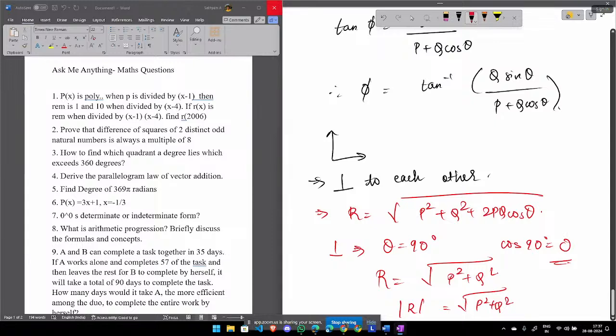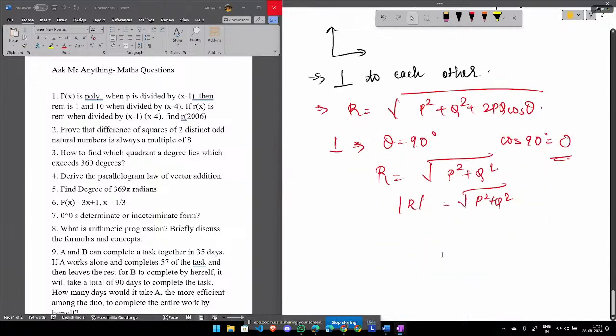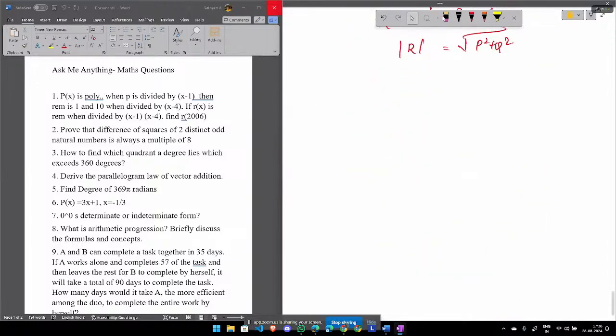Okay. Is everything clear till this point? I hope so. It's clear for everyone. We discussed all the points: how to derive the parallelogram law for vector addition, and what would happen if my vectors are perpendicular to each other. Okay. Next question. Question number 5.